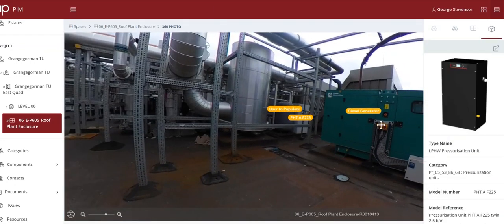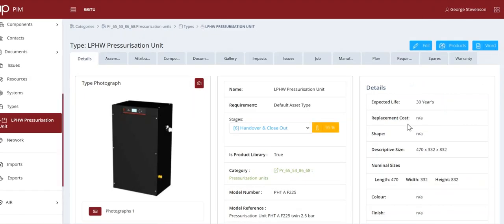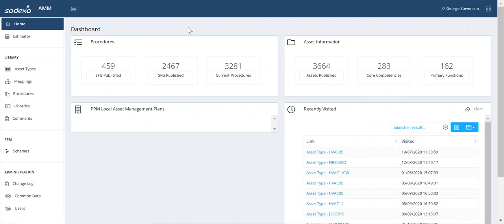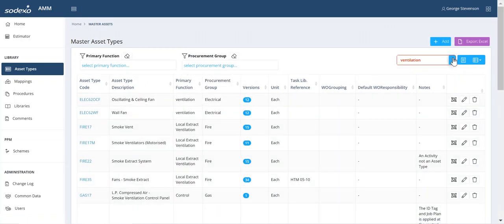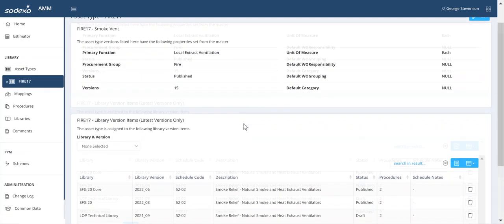Sodexo runs hundreds of contracts on thousands of sites managing millions of assets, and they use Activeplan to glue together their master library of 3,500 assets and almost 4,000 standardised procedures. These populate their work order systems like Maximo and QFM.